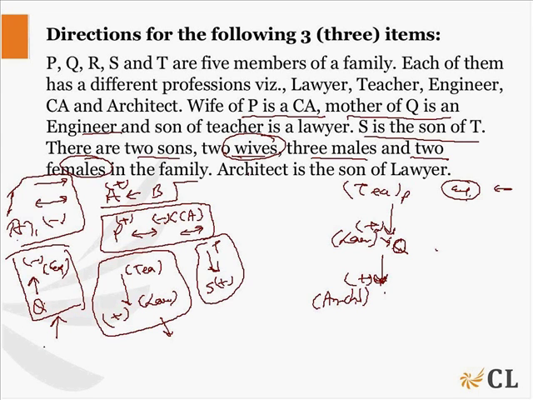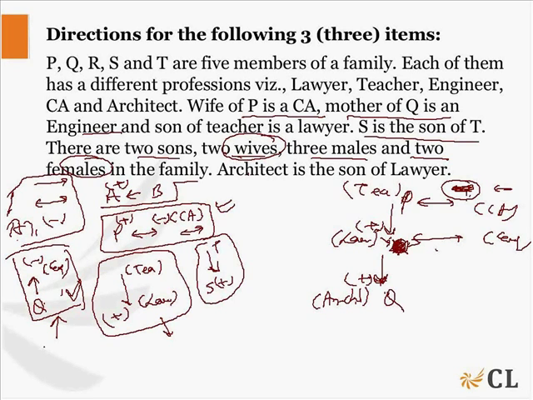Am I clear, all of you? What I'm saying is, if I put Q here, according to this statement, his mother is engineer, and according to this statement, his mother will be CA, which is not possible simultaneously. That means Q is not here. So Q has to be here only, and his mother is engineer. She will come here, and then again P and CA will come here.